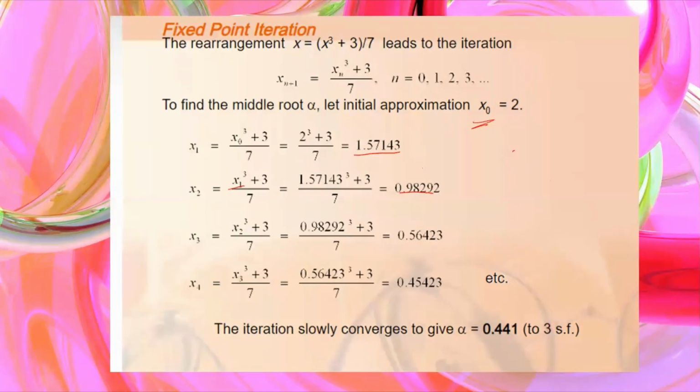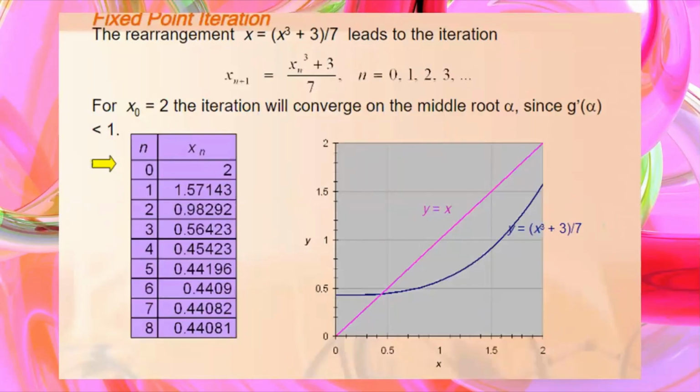0.98292. Again substitute 0.982 here. 0.56423. Substitute 0.56423, and so on, you will get 0.454, etc. The iteration slowly converges. Suppose you do some more iterations, you will get the value 0.4441. So see here, I did some more iterations. Up to how many iterations are we getting? You see 0.4542 here, up to 4 I have explained to you.